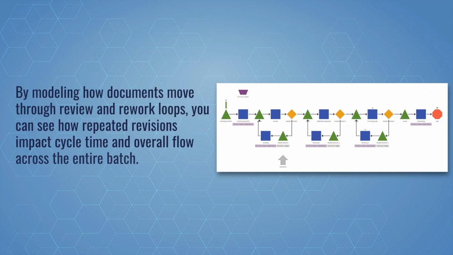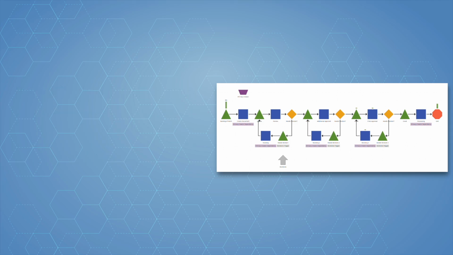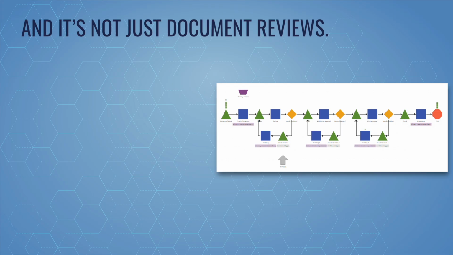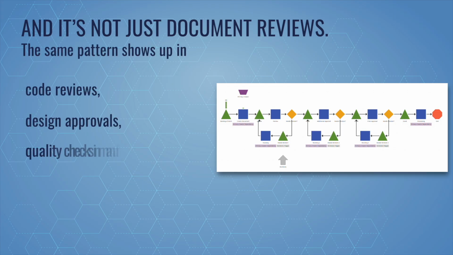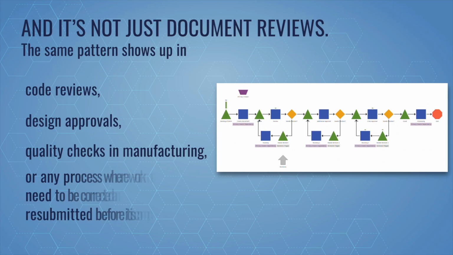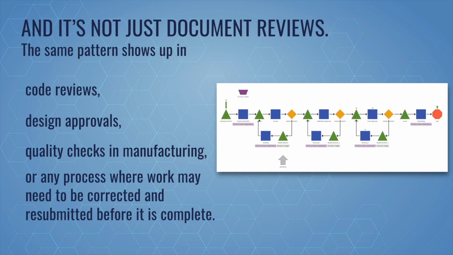By modeling how documents move through review and rework loops, you can see how repeated revisions impact cycle time and overall flow across the entire batch. And it's not just document reviews. The same pattern shows up in code reviews, design approvals, quality checks in manufacturing, or any process where work may need to be corrected and resubmitted before it's complete.